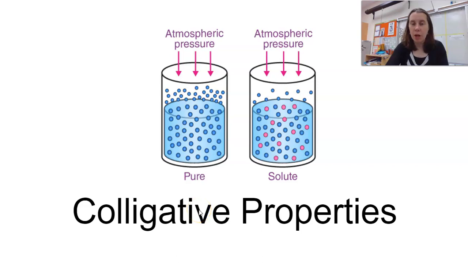Hello, today we're going to talk about colligative properties. And a colligative property, just to give you a definition, is any property of a solution that changes when you dissolve a solute in the solution. So the solute is the stuff that we're dissolving. In this picture here, it would be the little pink particles that are in there in addition to the water molecules or whatever our solvent is.